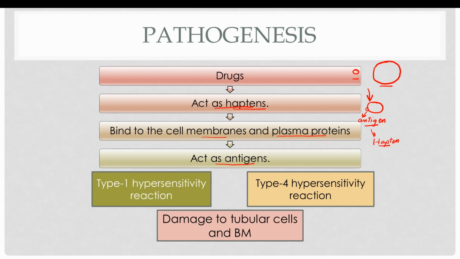So these drug haptens act as the antigens and cause inflammation by either type 1 hypersensitivity reaction, which is mediated by IgE antibodies, or there could be type 4 hypersensitivity reaction, which is mediated by T cells. In either case, there is damage to the tubular cells and basement membrane of the tubular epithelium, resulting in inflammation and damage to the renal tubules.